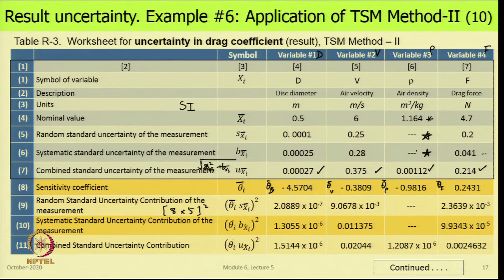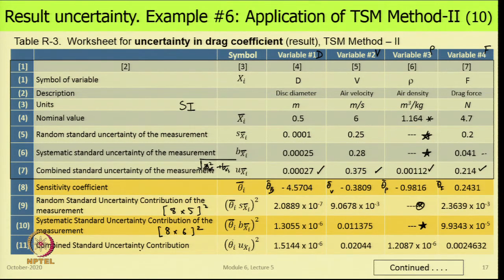We did not have these two values, so again this value is not there. Next, systematic standard uncertainty contribution of the measurement. We can get theta I bar b x I bar there, and this time instead of row numbers 8 and 5, we do the product of 8 and 6, square this, and these are the numbers we get here. This is again like before, not there.